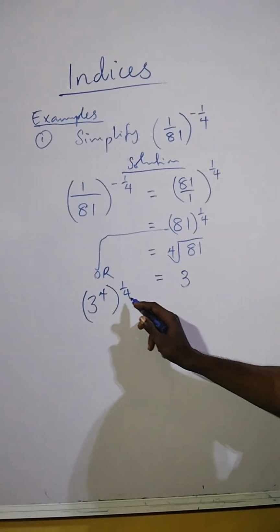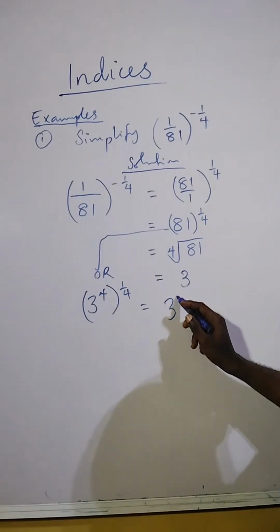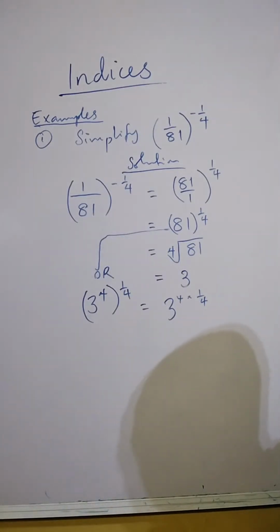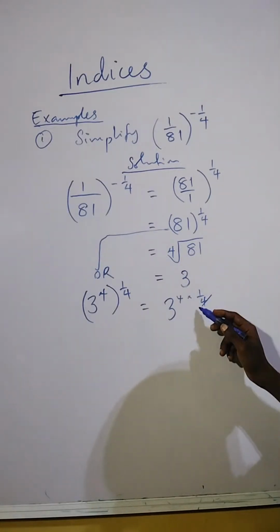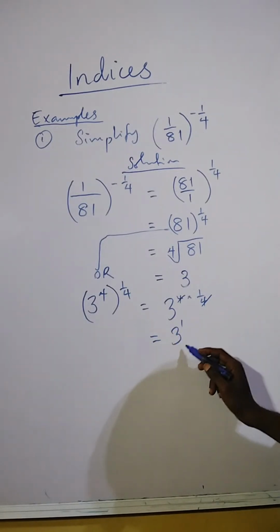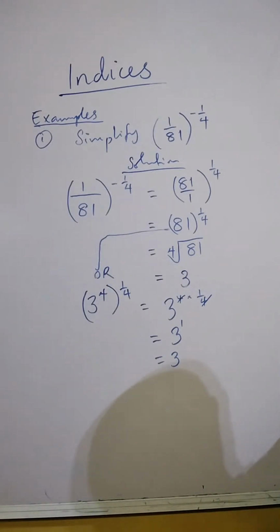And also when we have this power multiplied, this gives us 3 raised to power 4 times 1 over 4, also from that law of indices. And definitely the 4s cancel each other. We have 3 raised to power 1, which is the same thing as 3. So whichever way we want it, just for better understanding. Okay.